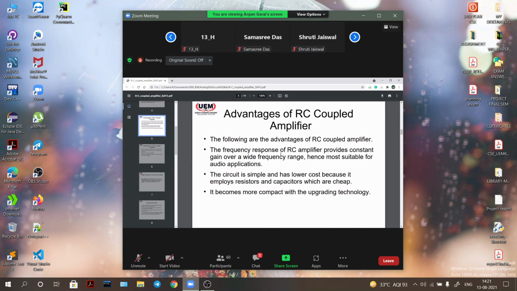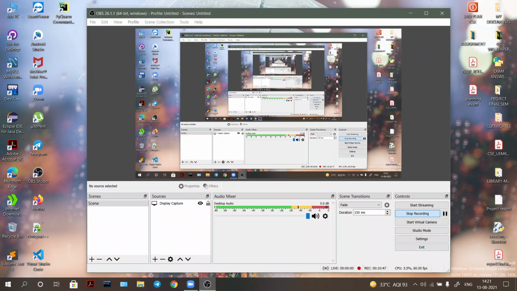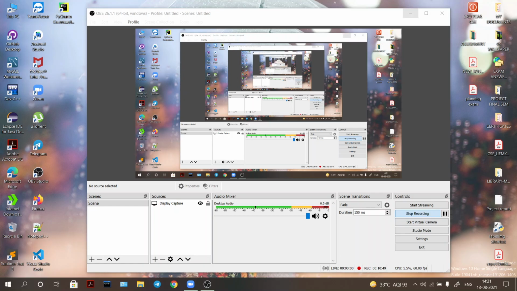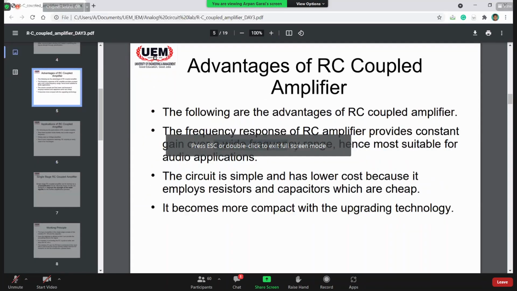The frequency response of the RC coupled amplifier provides a constant gain over a wide frequency range. That is very important. Over a wide frequency range, it gives a constant gain. That actually helps the machine to apply the RC coupled amplifier.